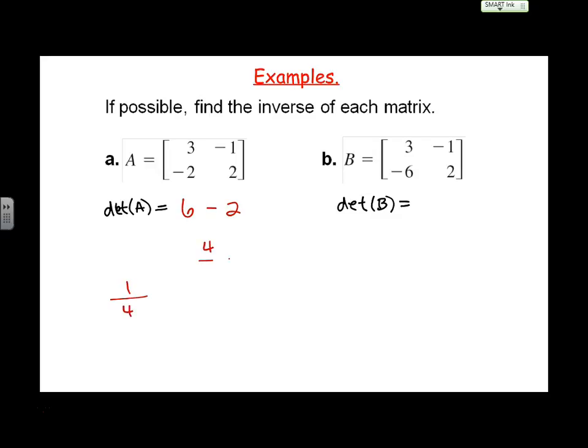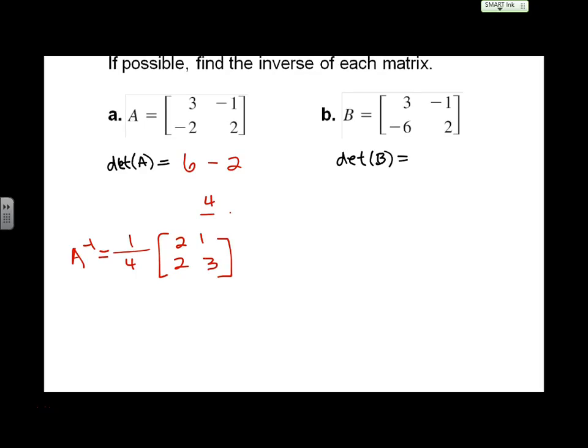1 over 4 times, flip the main, opposite the opposite, that is A inverse. Our goal is to find the inverse without using the other 2 ways from yesterday. Flip the main, opposite the opposite. So who did I flip? 3 and 2. Who did I opposite the opposite? The opposite diagonal. I made them both the opposite sign.